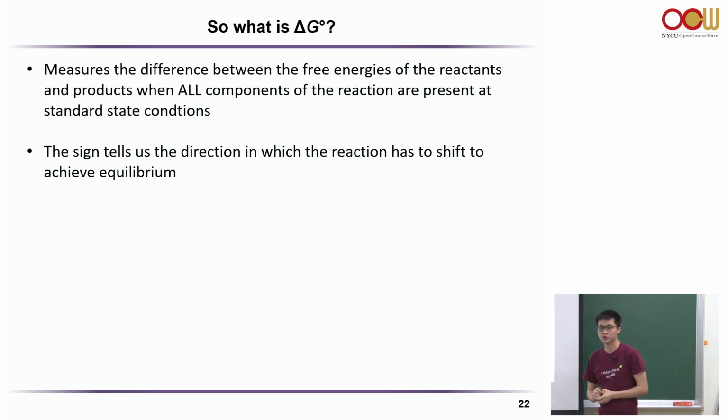So what's delta G? Put it in other words, delta G measures the difference between the free energy of reactant and product. So again, here is product, final minus initial, product minus reactant. And then the big assumption is that they are all at standard state. Okay, so the sign tells us which direction the reaction has to shift to achieve equilibrium. So a good way to understand it, you can write the chemical equation any way you want, right? And we know the reverse reaction is 1 over its equilibrium constant, right? Because it's just simple math.